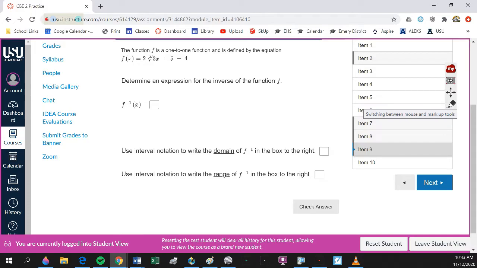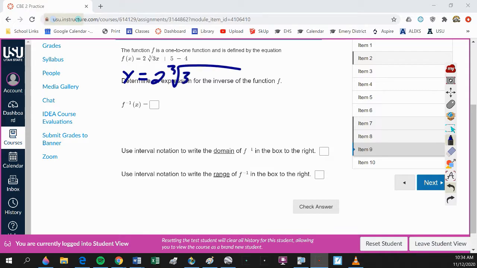All right, one-to-one. Do you guys remember what one-to-one means? It means it passes the vertical line test because it's a function, and it passes the horizontal line test, which means it's invertible. So if it is one-to-one, then we can take the inverse, and the inverse is really quite easy. We have y equals 2 times the third root of 3x plus 5, minus 4. How do I invert a function?